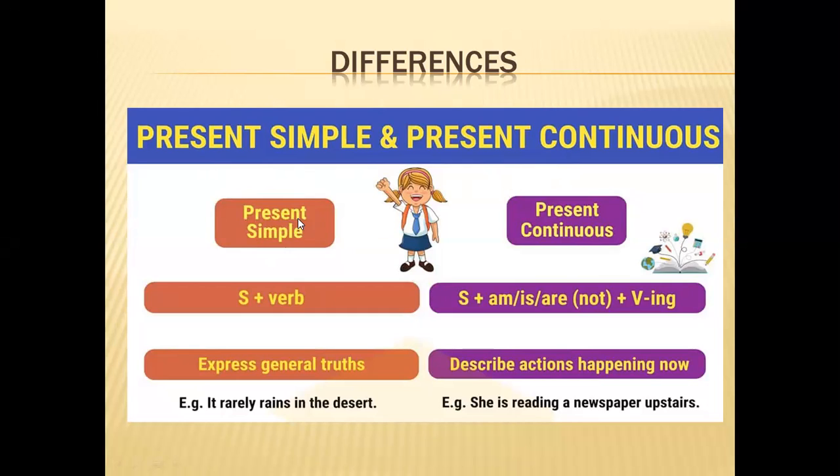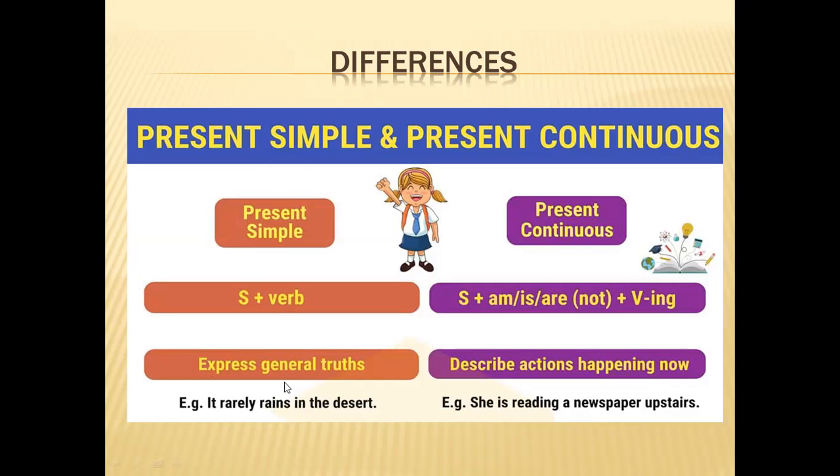So, for the present simple, remember that we have the subject, so the person or the pronoun, and then the verb. We use present simple to express general truth. For example, it rarely rains in the desert.